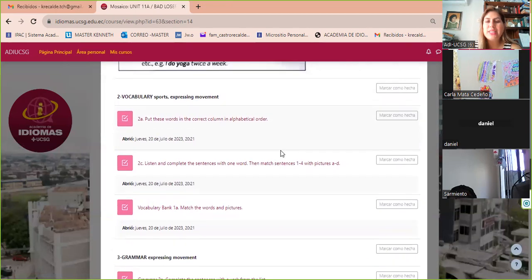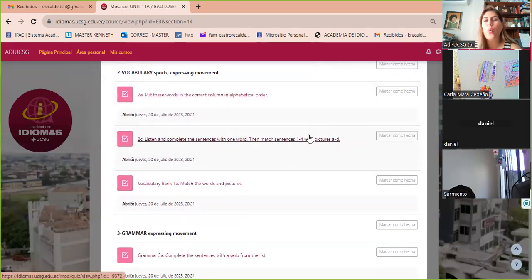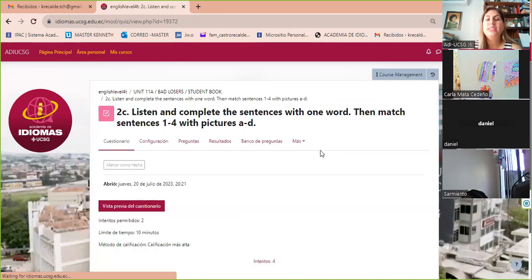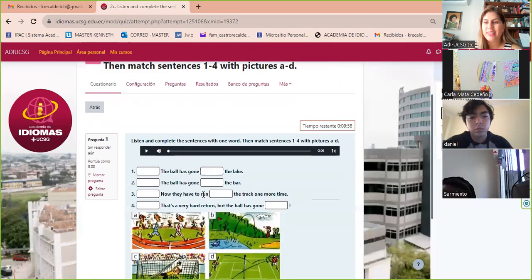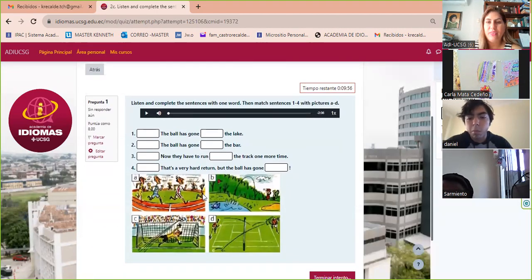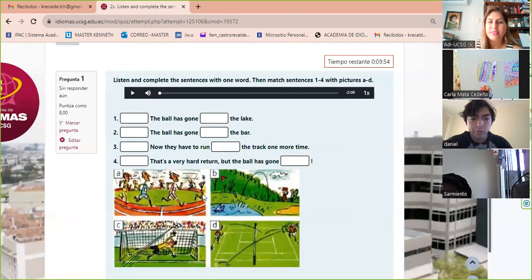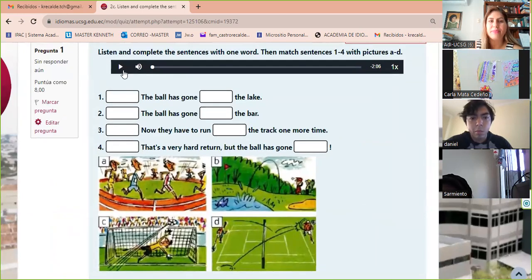Okay, now we're going to listen and complete the sentences with one word. Then it says, match the sentences 1 to 4 with pictures A to D. Let's listen.